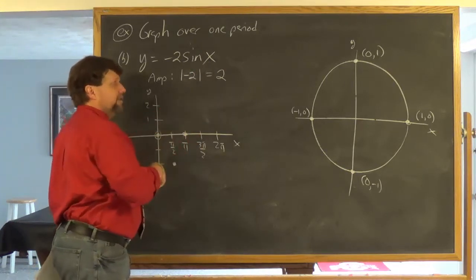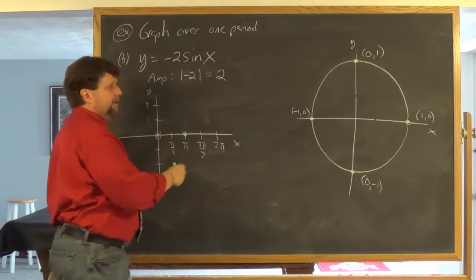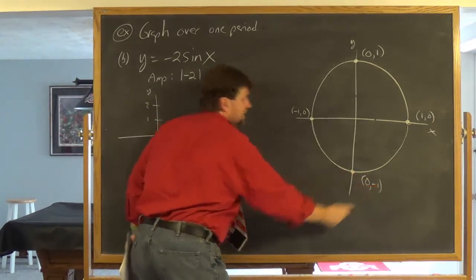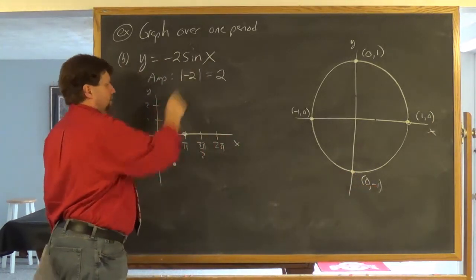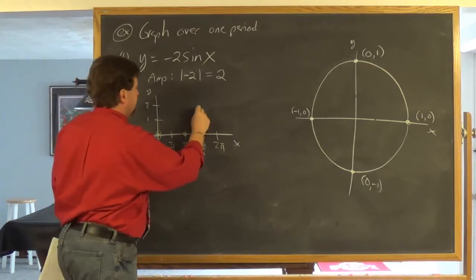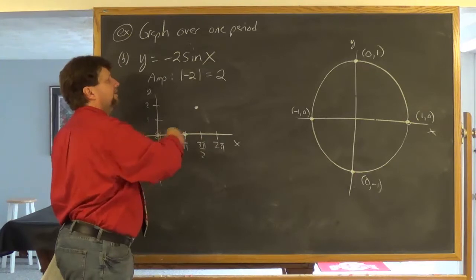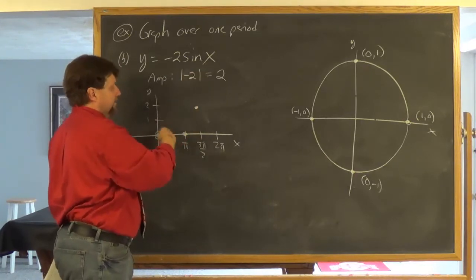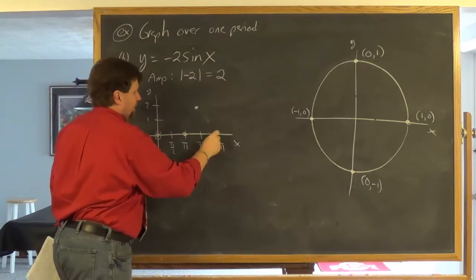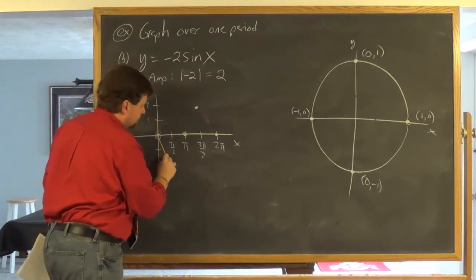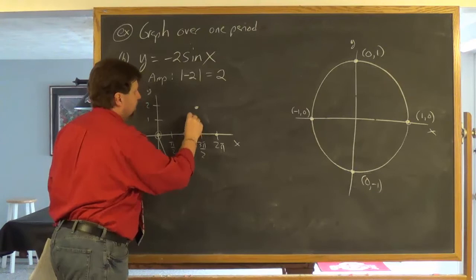Put 3 pi over 2 in for x. The sine of 3 pi over 2 is negative 1. Negative 2 times negative 1 is positive 2. So I plot that point. And finally put 2 pi in for x. The sine of 2 pi is 0. Negative 2 times 0 is 0. Connect the 5 key points with a smooth curve.